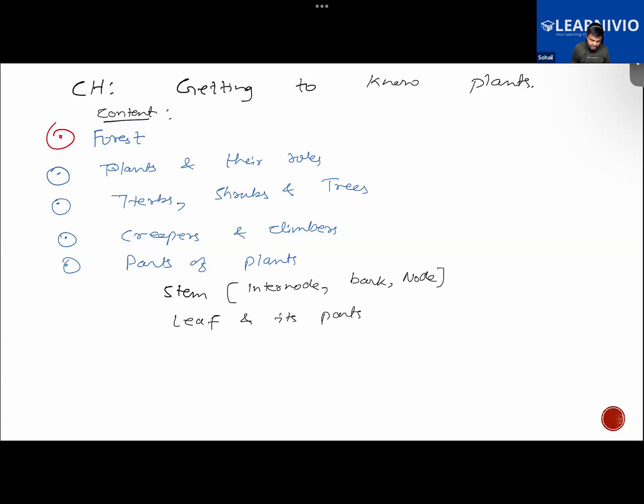Leaf and its parts. In bracket, you will write down what is stomata. In this, you'd be learning about parts of the stomata like guard cells, what function the guard cells and the stomata perform. Then you'll be learning about different parts of the leaf, like what is lamina, types of veins present in the leaf, the function of midrib, and what is petiole. All that you'd be learning in this.